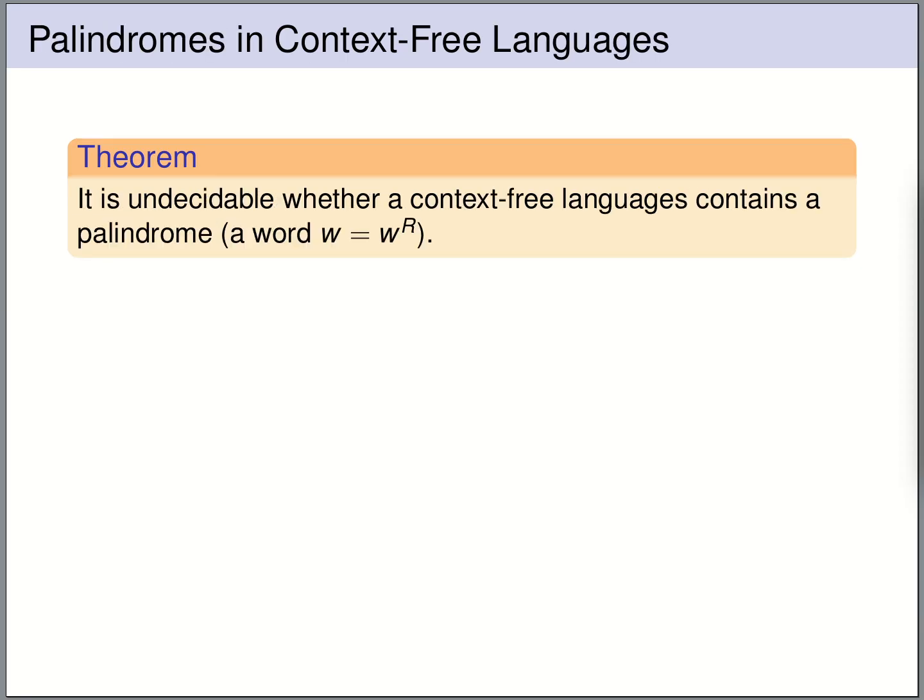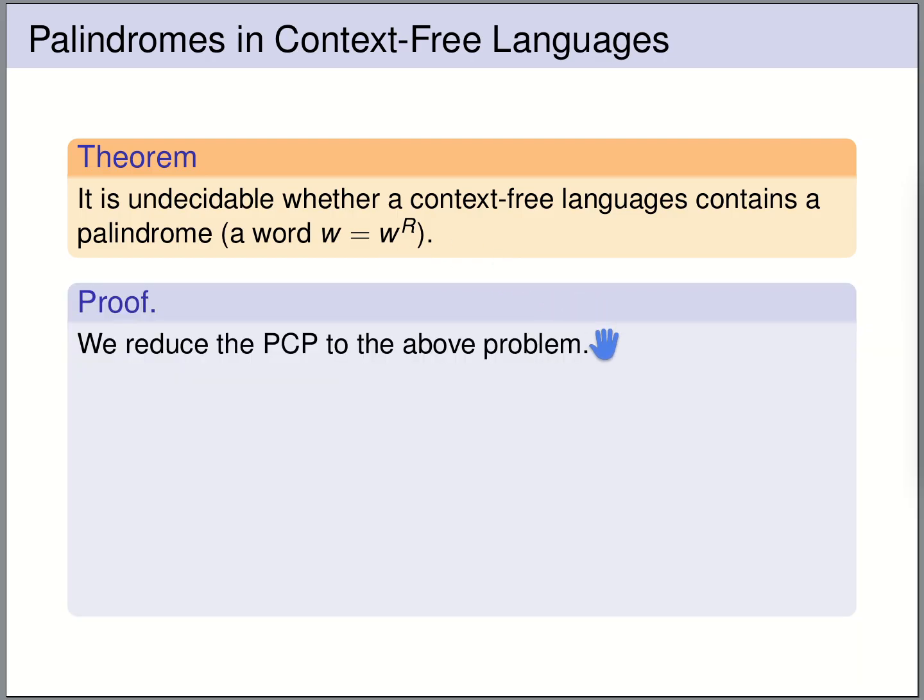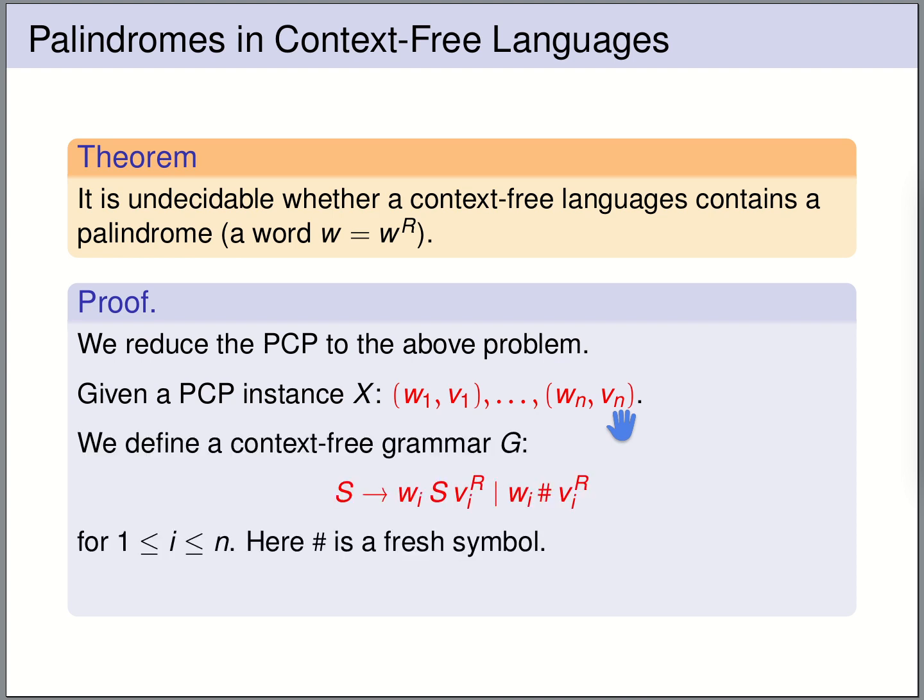It is also undecidable whether a context-free language contains a palindrome, so a word w that is equal to its own reverse. We again use the post-correspondence problem. We start from an instance of the PCP with n pairs. We have pairs w1, v1, w2, v2 up to wn, vn. And now we define a context-free grammar as follows. For every pair we have two rules in the grammar. From our starting variable S we can rewrite to wi S vi reverse or to wi # vi reverse. And the hash is again a fresh symbol.